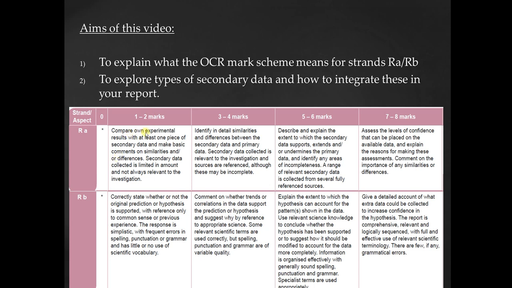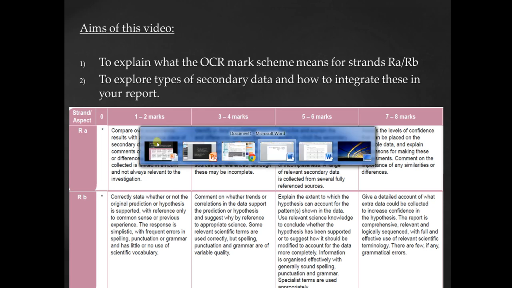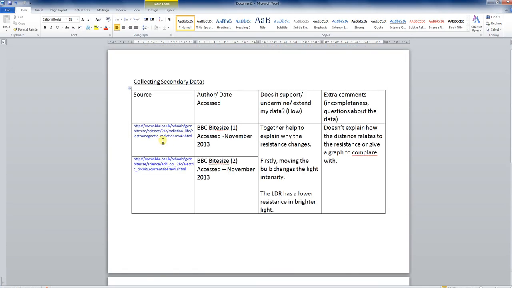We're looking back carefully, constantly referring to our strands. We want to compare our experimental results with at least one piece of secondary data. So I'm going to switch to another document here. This is data I've collected outside of my write-up session. Okay, and we're going to see what we have found.